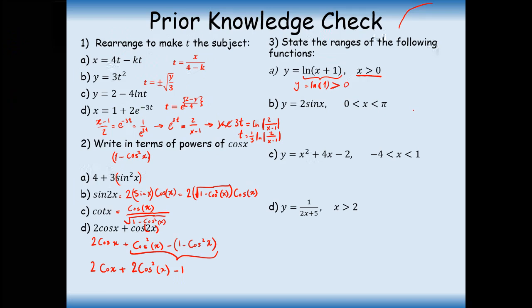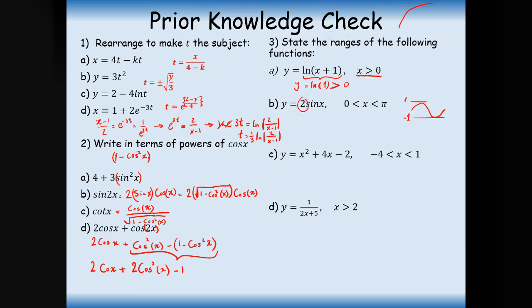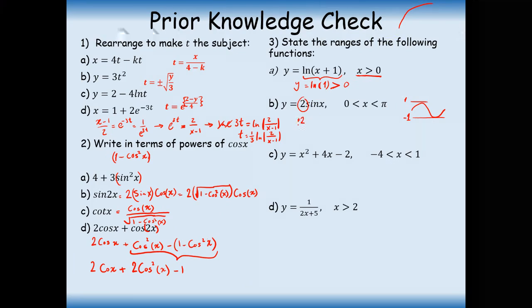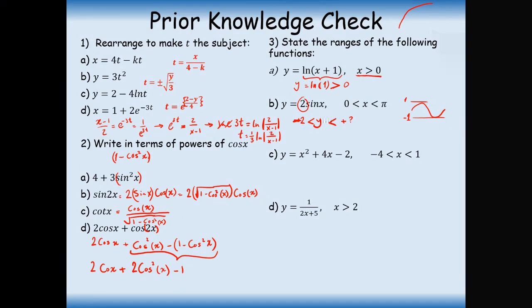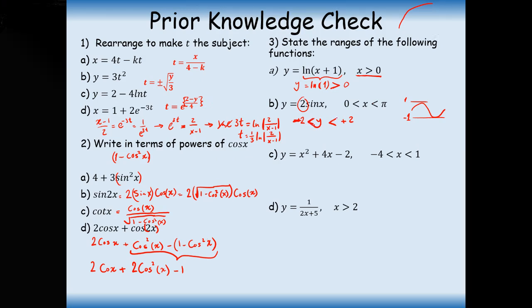So part B is saying that x is bounded by 0 and pi. We know that the sine curve will go from 1 to minus 1. Its range is 1 and minus 1. And because we have a factor of 2 multiplied by sine, therefore the range of y will go from minus 2 to positive 2. And because of the strict inequality, I'm going to use a strict inequality here.